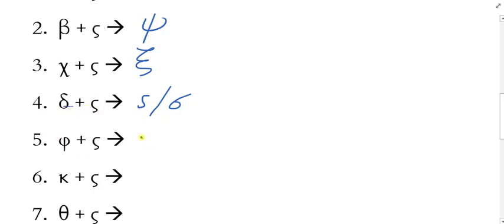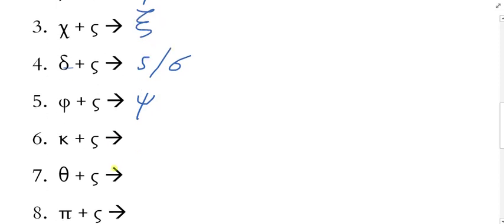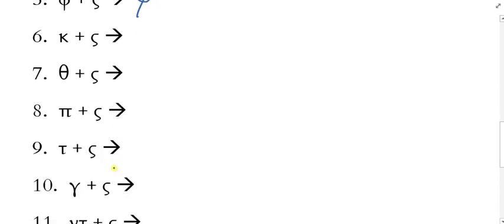Phi sigma becomes psi. Psi. Fsa. Can you see how that would happen, based on the principle of linguistic laziness? Fsa. Right? Kappa sigma? Xi. Good.